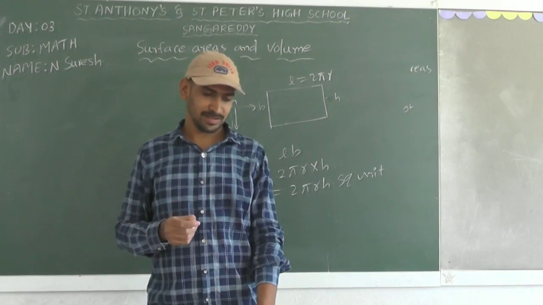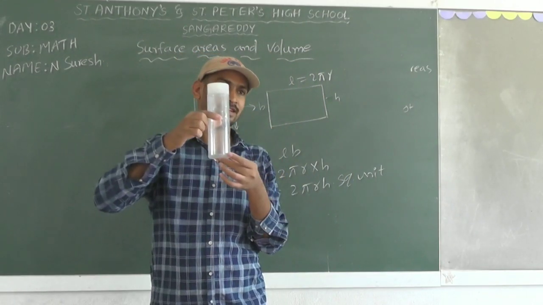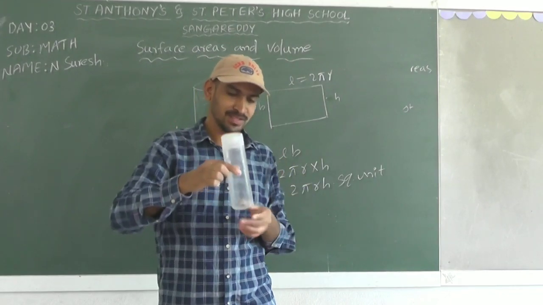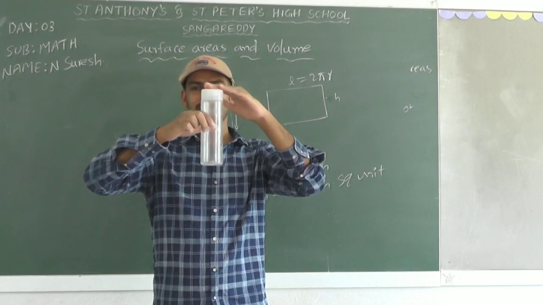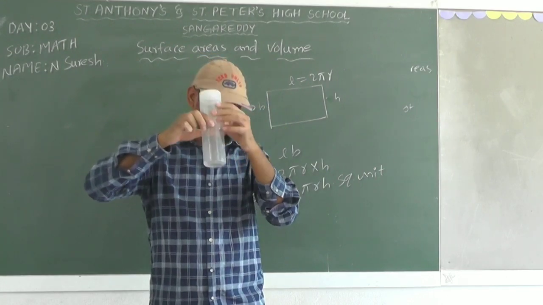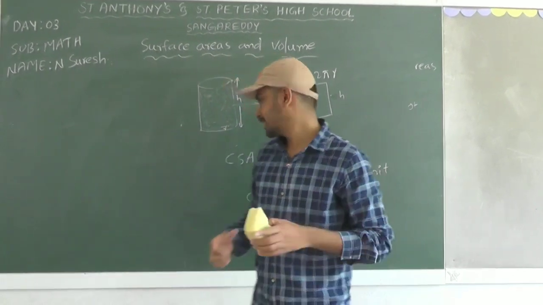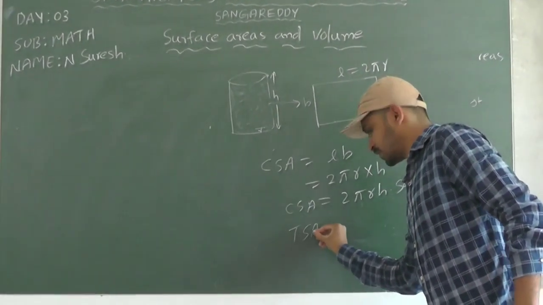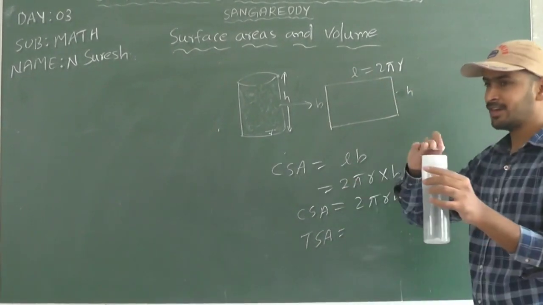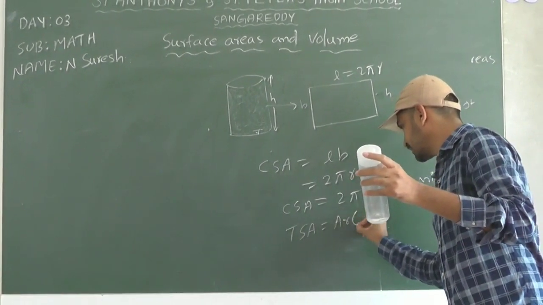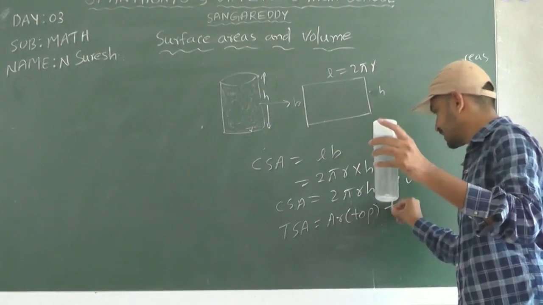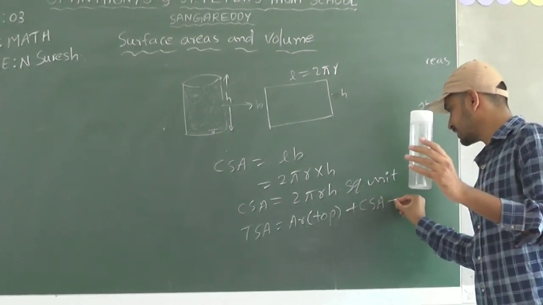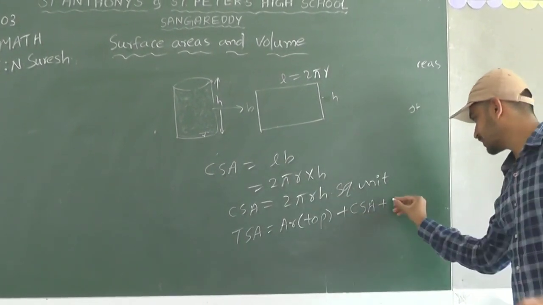Now the formula for the total surface area. We know very well the total surface area of any object is the sum of the areas of all the faces. So the cylinder has three faces: one is the top, another is the bottom, and one more is the curved face. So I want to write the formula for TSA. TSA equals the area of the top face plus this curved face, that is the CSA, plus the area of the bottom.